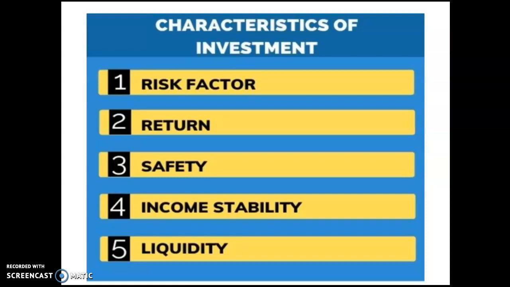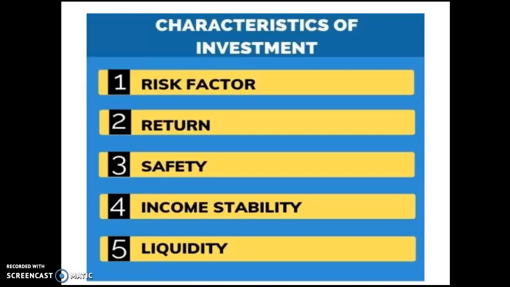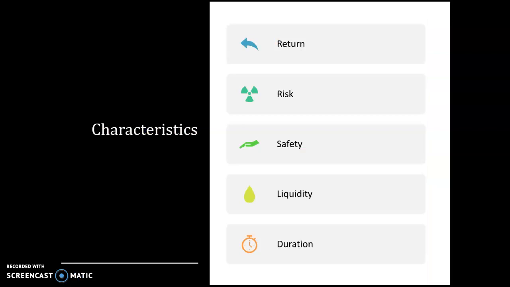There are basically five important items: risk factor, return, safety, income, and liquidity. If we look at return, that is what investors generally try to make the investment for. You always need a positive return. This is why the objective is being created.